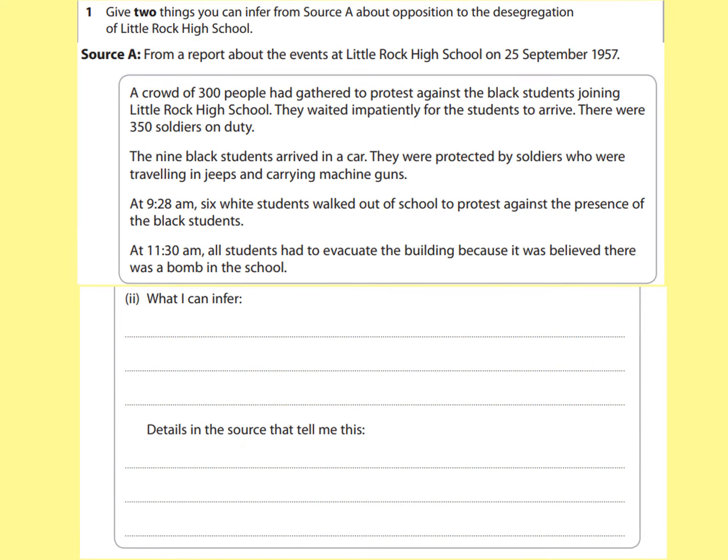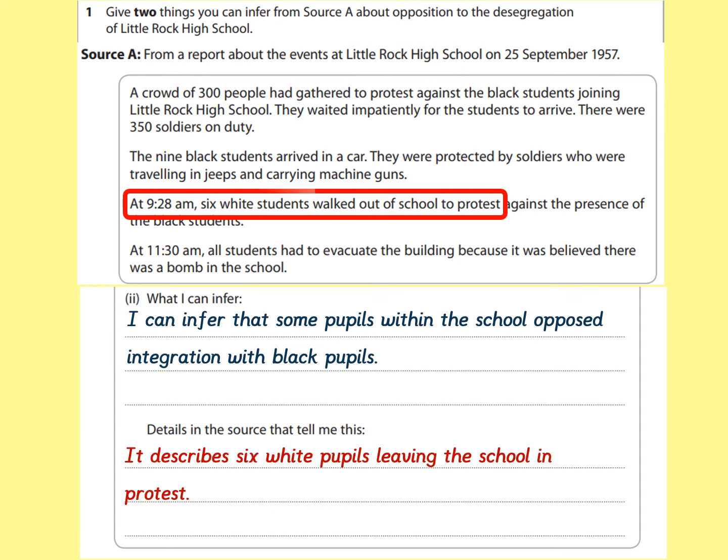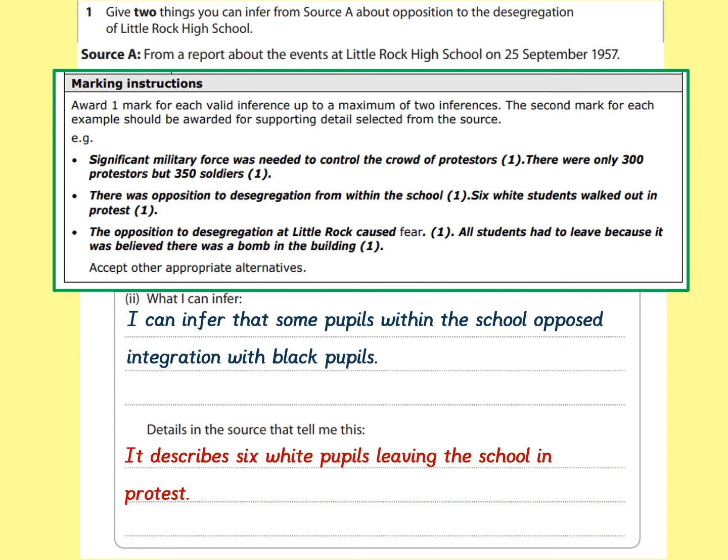Let's have a look at what I could have done to get the marks. I can infer that some pupils within the school opposed integration with black pupils. It describes 6 white pupils leaving the school in protest, and there's my example. Now that's much more relevant to the named inquiry, and it fits in with the marking instructions too. So I'd have got another mark for that relevant inference, and a final mark for a relevant supporting detail from the source. Easy enough when you know how.